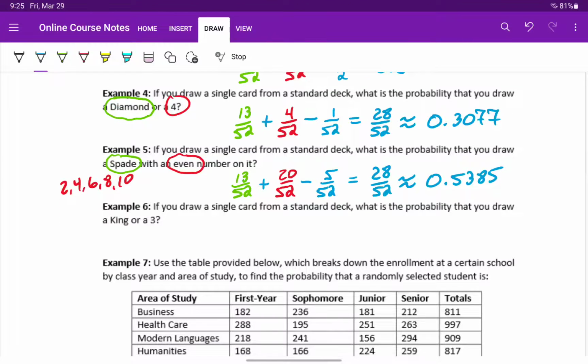We'll look at one more example of drawing from a deck. What's the probability that you draw a king or a 3? Now we're back to a situation where these are mutually exclusive events. A card can't be both a king and a 3. So we'll just find the probability that we draw a king. There are 4 options out of 52 cards, plus the probability that we draw a 3. There are 4 3s out of the 52 cards. So we get 8 out of 52, or approximately 0.1538.